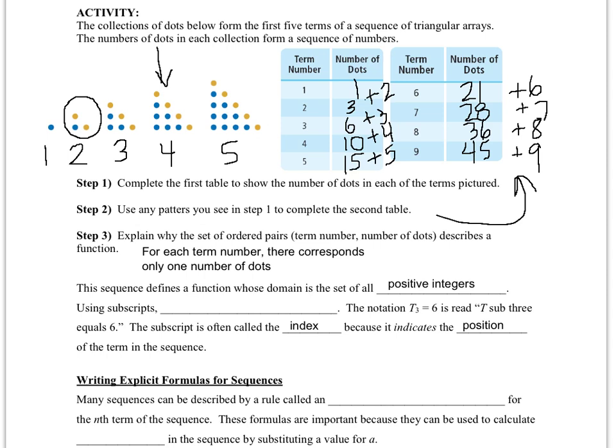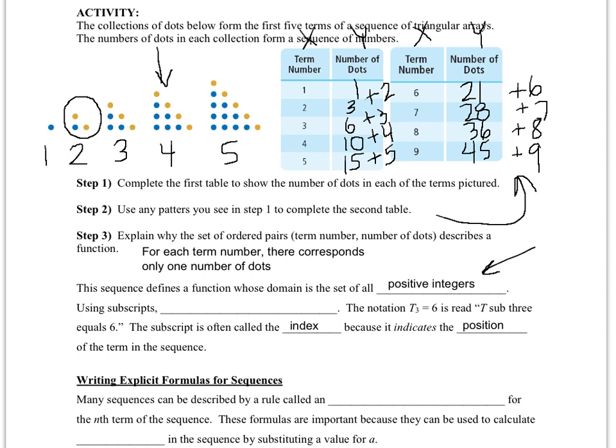In step 3, explain why the set of ordered pairs, the term number and number of dots, describes a function. Well, let's look at that. We talked about functions before. So for every x value, in this case the x value is the term number, there has to be a y value, and we have that. And if the x value repeats, or if it's the same number twice, then that y value has to be the same. In this case, the x value doesn't repeat, so we don't have to worry about that, but yes, it is a function. And this sequence describes or defines a function whose domain, all the x values, is a set of all positive integers.